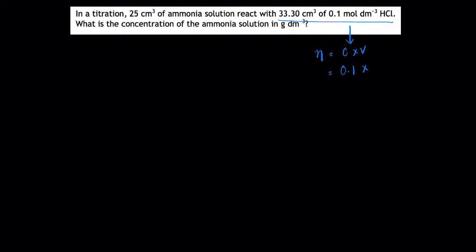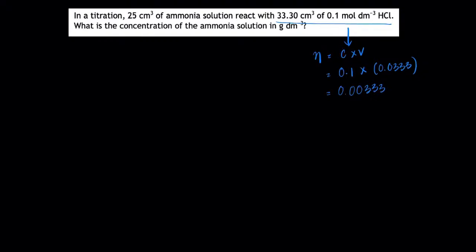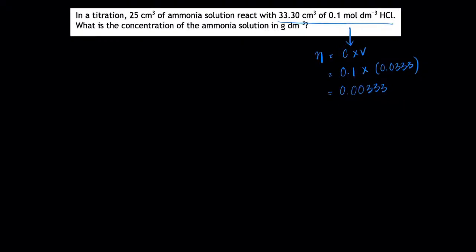0.8 times 0.0333, and that turns to 0.00333. Now, don't round off over here, or try not to round off. Make it a practice of not rounding off while solving a question, right in the middle of the question. Round off at the end.